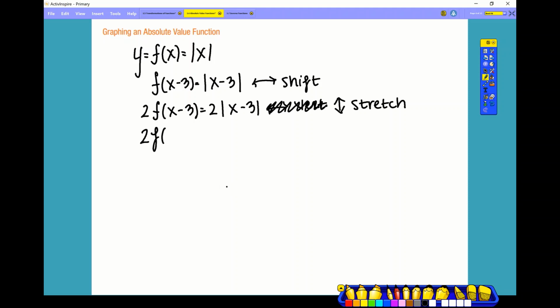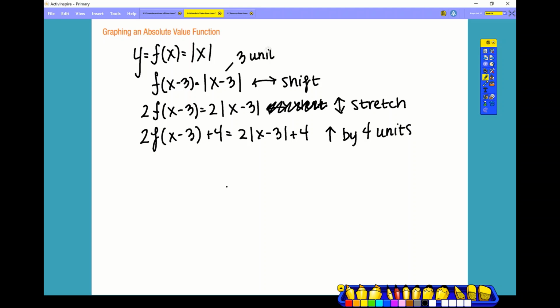Now if we did one more thing, plus 4. Now this brings it up by 4 units. Remember? Because it goes with the sign. This one would be 3 units right. So that's in the positive direction because it's opposite of this middle sign.